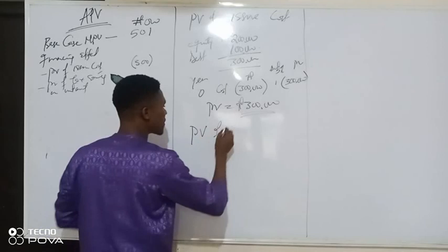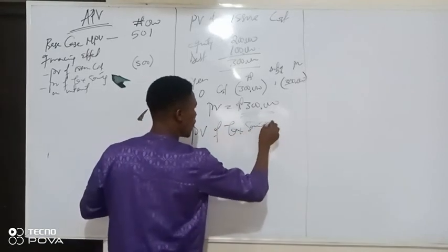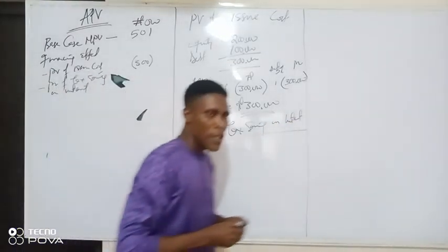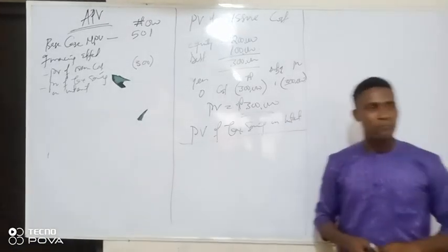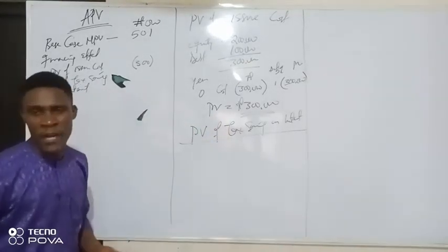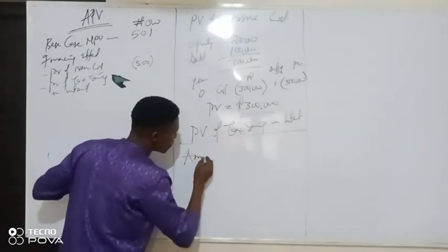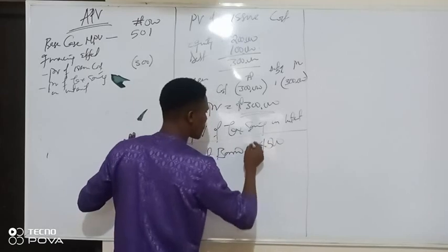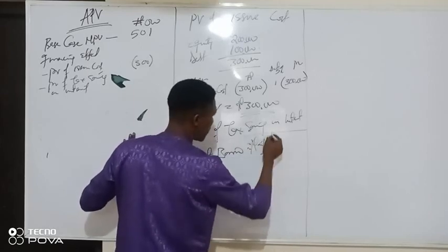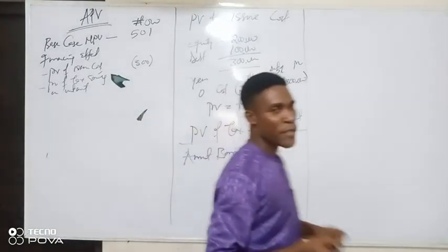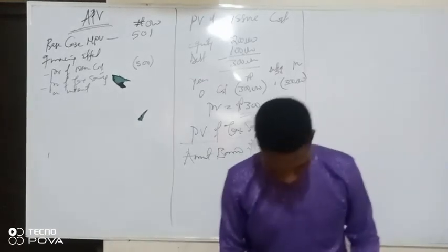PV of tax savings on interest. Now, in this question, how much do we borrow? 4.5 million. Amount borrowed is 4.5 million. This loan, is it an amortized loan or a straight loan? Straight. That's it.